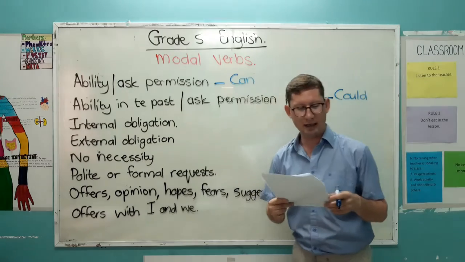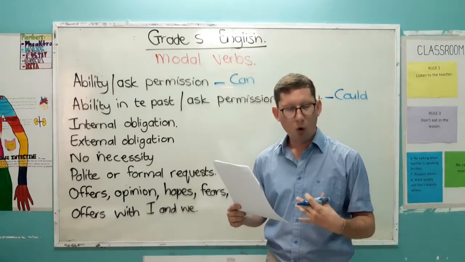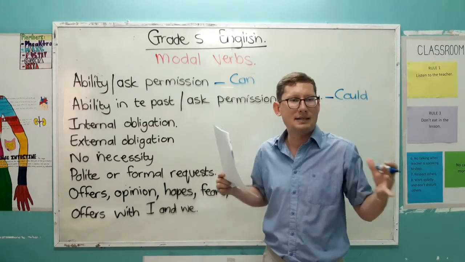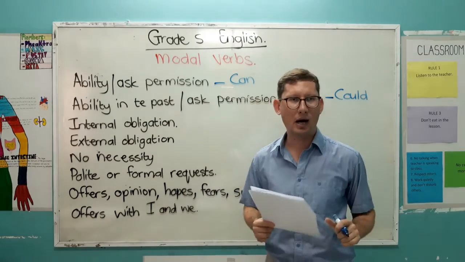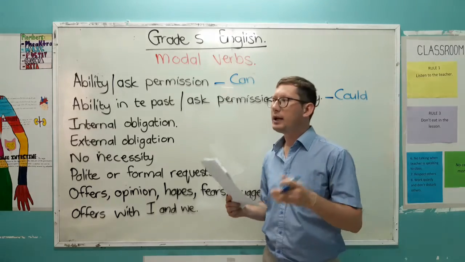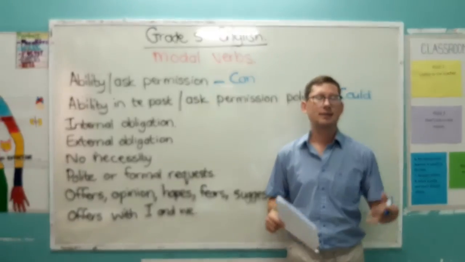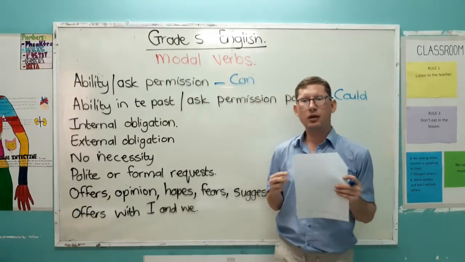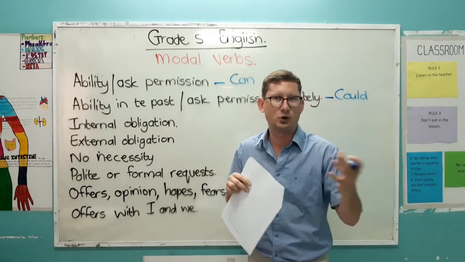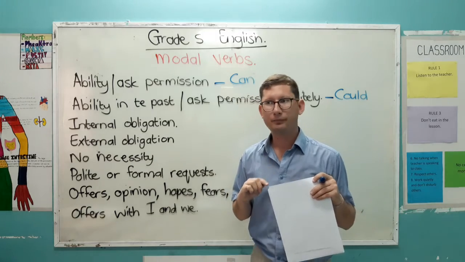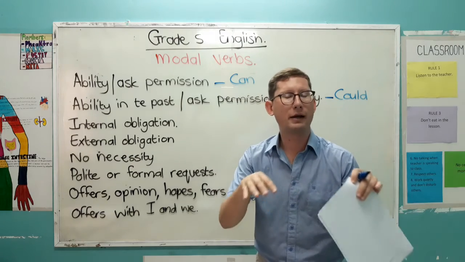Internal obligation. Internal obligation is about you yourself or about you as a group, as a class. For example, we must write the test today. We must jump over the fence. We must come to school. Okay? It's something about you as a group or an individual. I must come to school. I must study.